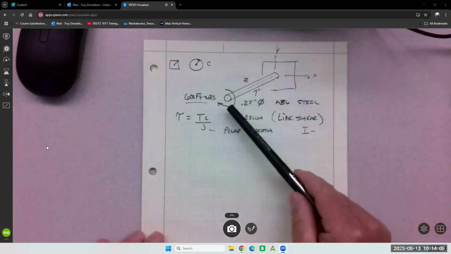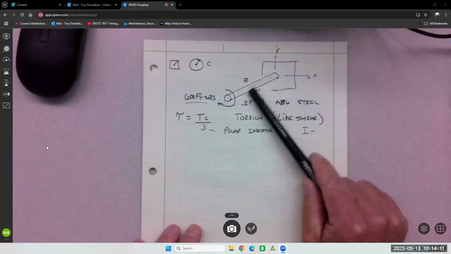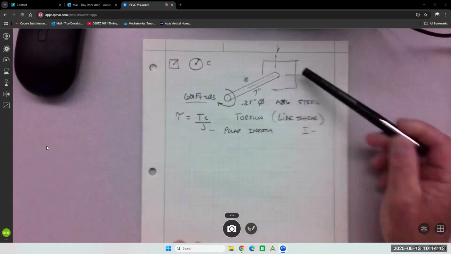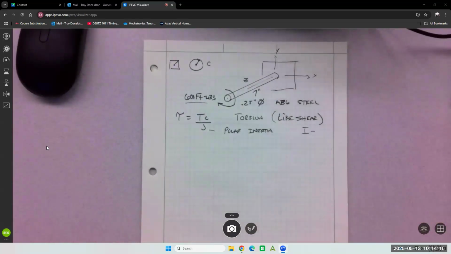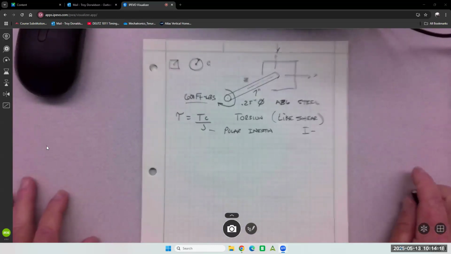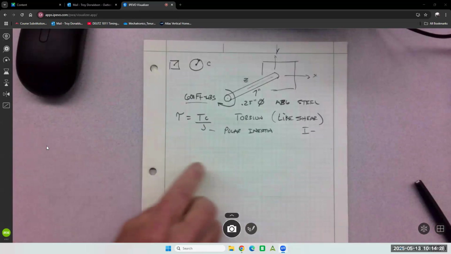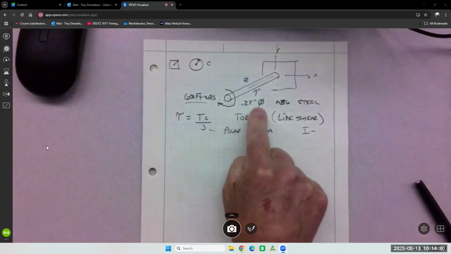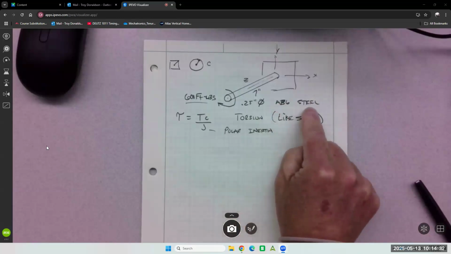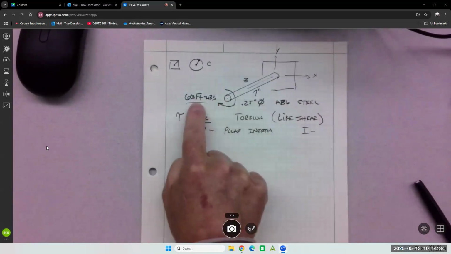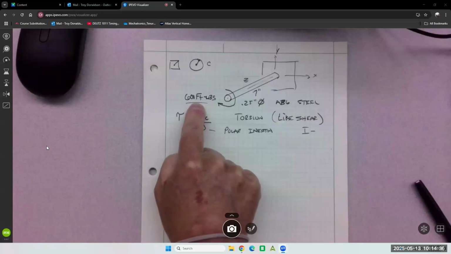This one's pretty straightforward. There's only one torque and one shaft, and then some kind of anchor, fixed. If it was free to rotate, we wouldn't have any torsion. It's just free to go. So it's 7 inches long, a 1/4 inch in diameter, A36 steel, with 600 foot-pounds of torque.